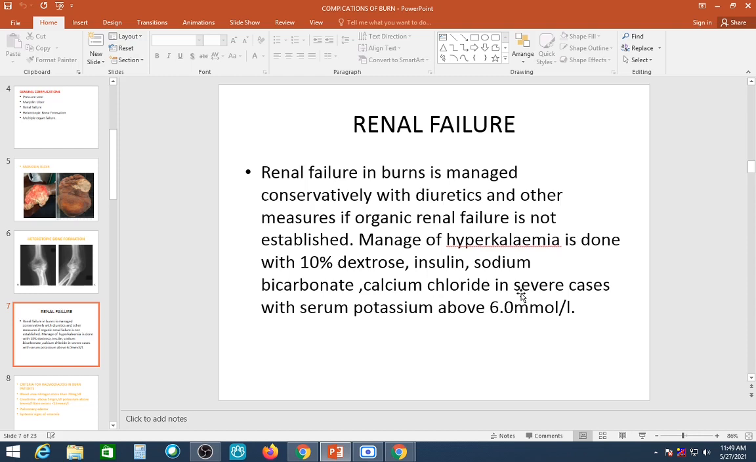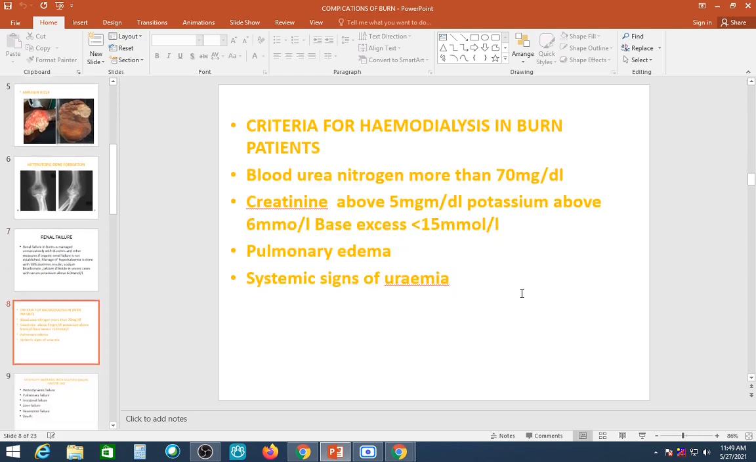If correction is not going to be possible because urea and creatinine are very high, then we have to do kidney dialysis. Okay. So some viewpoints on the criteria for hemodialysis in burn patients. If the patient has a chance for hemodialysis, so what is the criteria?